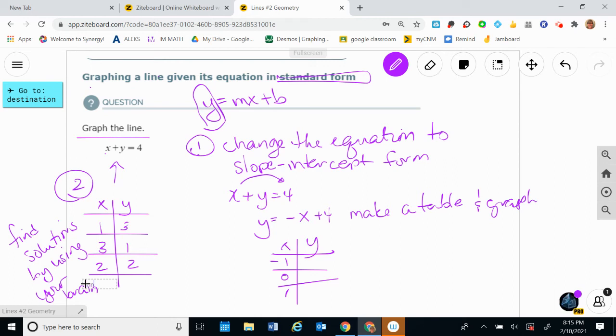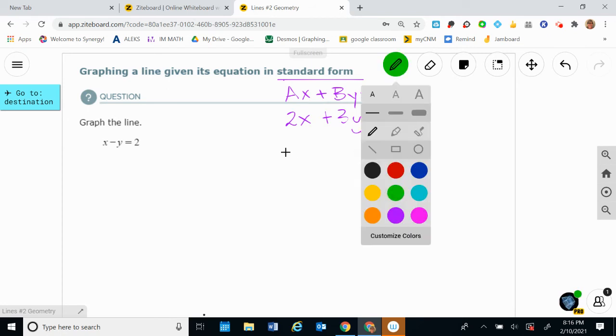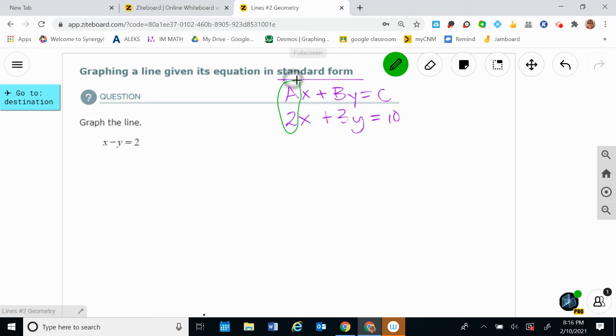Okay. Next, let's try the next one. Again, this one is not given to you in slope intercept. This is called standard form. I'm going to give you a little more information about that. This is standard form: Ax plus By equals C. This confuses kids a lot. But look, if I write 2x plus 3y equals 10, all we're saying is that A represents the number that comes before x, B represents the number that comes before y, and C just represents the number there. That's just what that means.